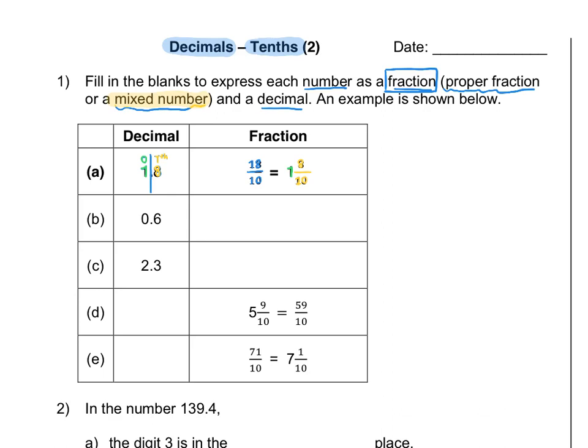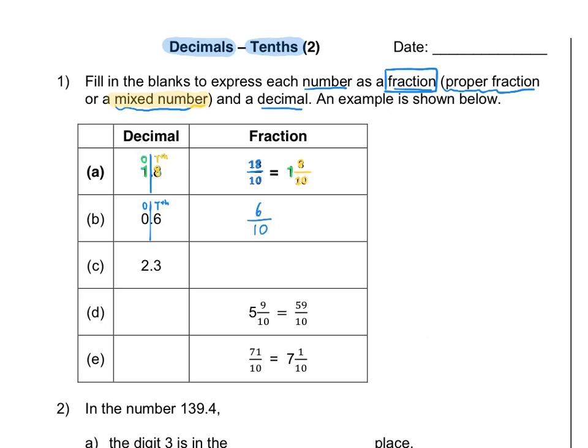How do we write 0.6 as a fraction? Same thing. We draw the place value chart. In front of the decimal point is ones. Behind the decimal point is tenths. Therefore, there is no ones, there is only 6 tenths. This is already a proper fraction.